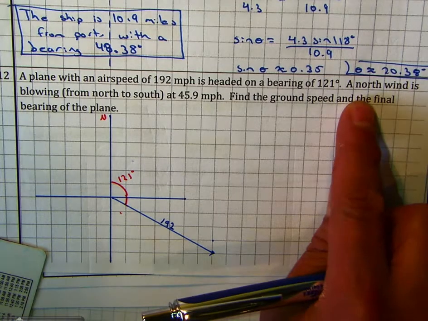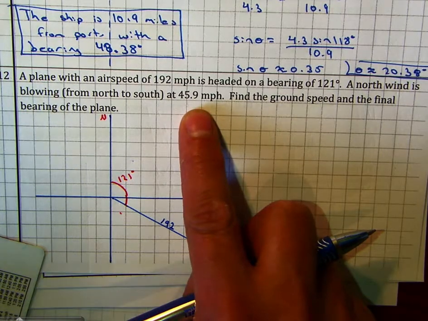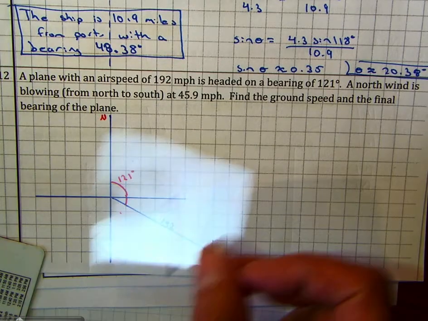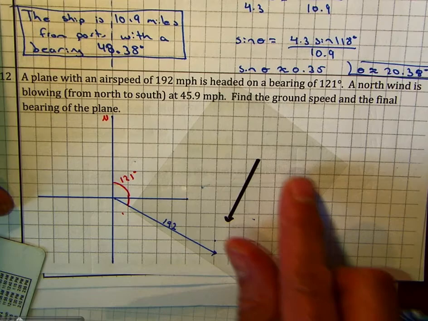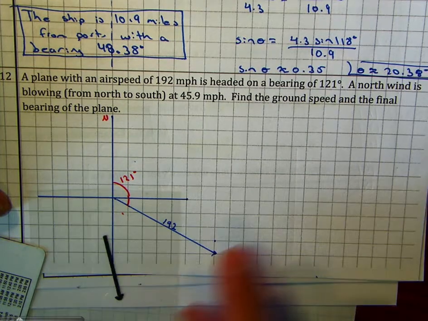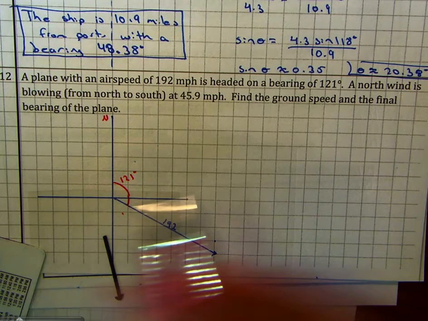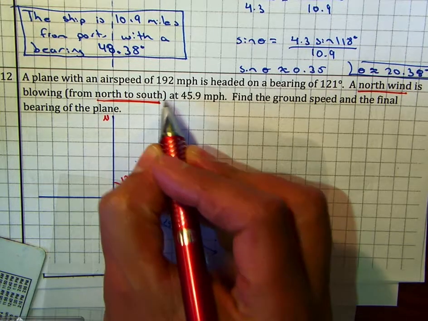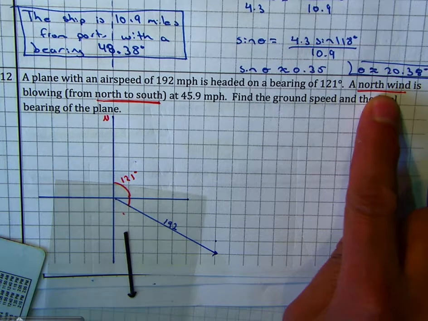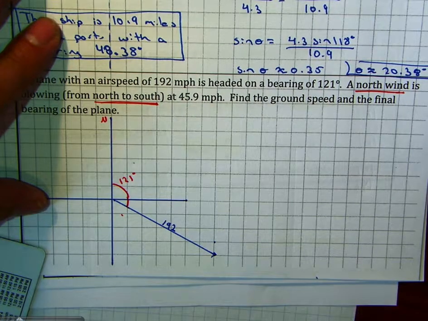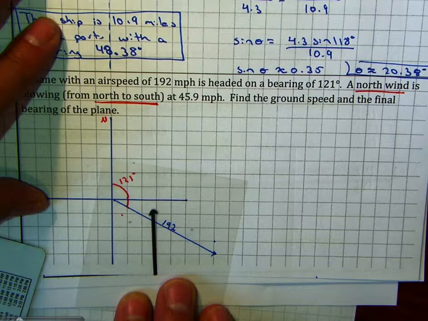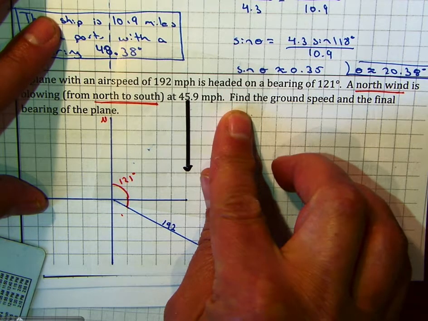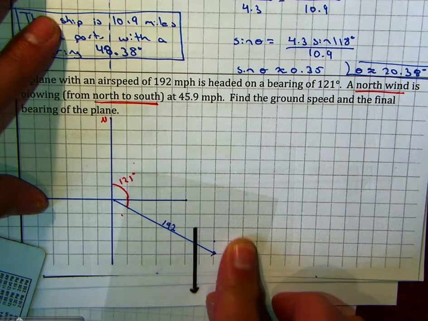Now, a north wind is blowing at 45.9. So therefore, there's going to be wind that's going from the north towards the south. Notice that whenever it says a north wind, it's going from the north towards the south. So as you do your homework, just be careful. If it's a south wind, it comes from the south towards the north. If it's a north wind, it's coming from the north towards the south.